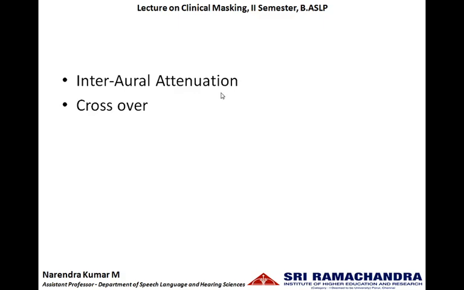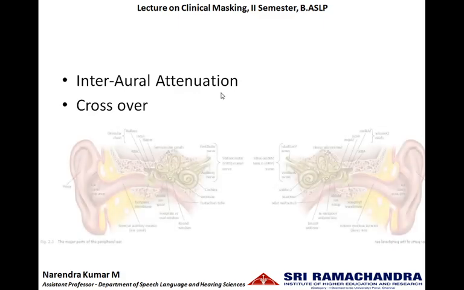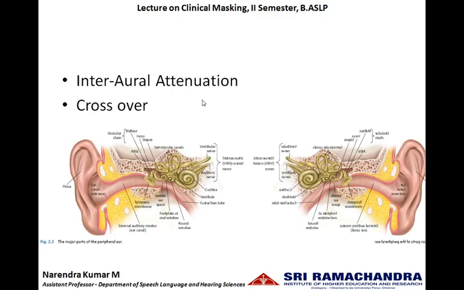To understand these two concepts, let us look at this particular picture. During pure tone audiometry, the standard transducer used to track the threshold is supraaural headphones. At lower intensities, the sound travels into the ear canal of the test ear, the middle ear and the inner ear and stimulates only the test ear.